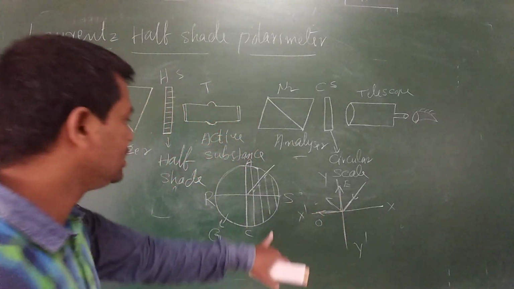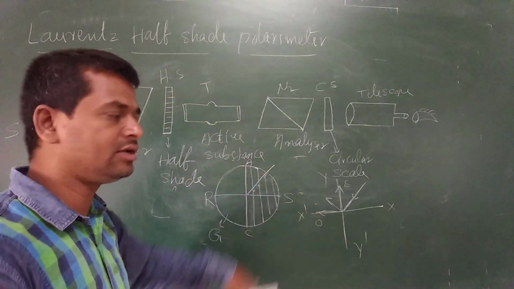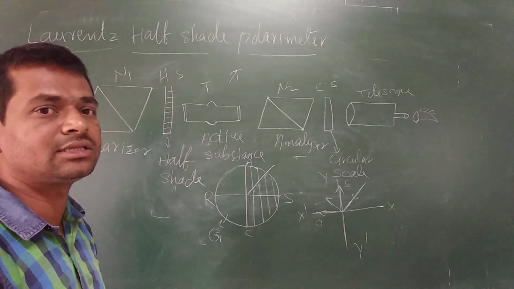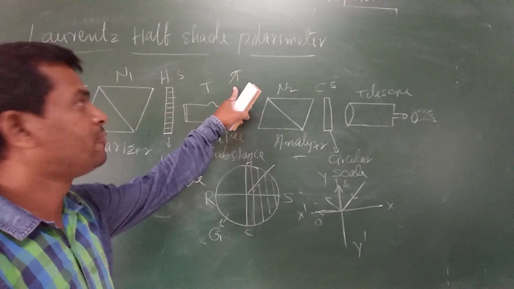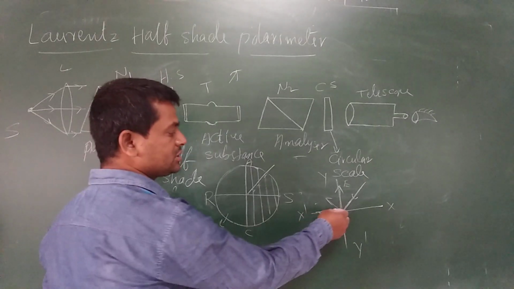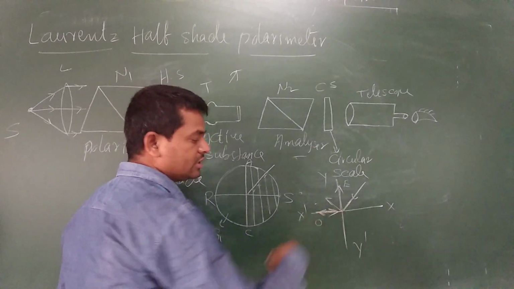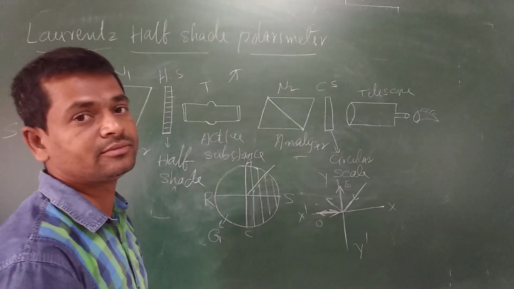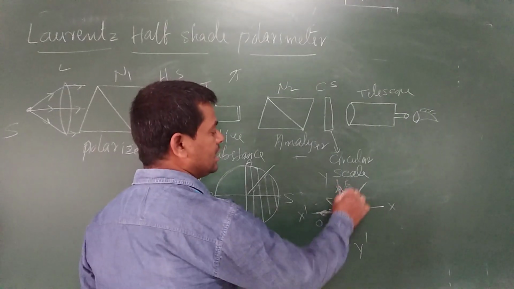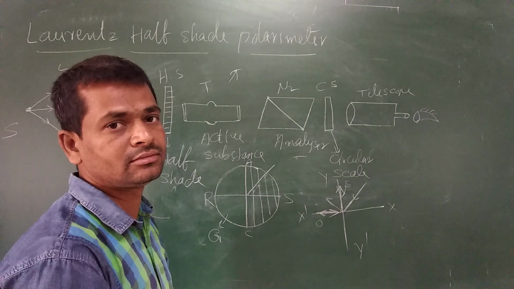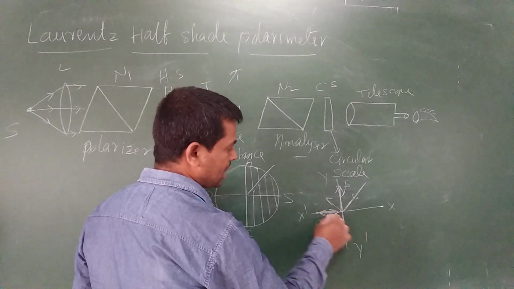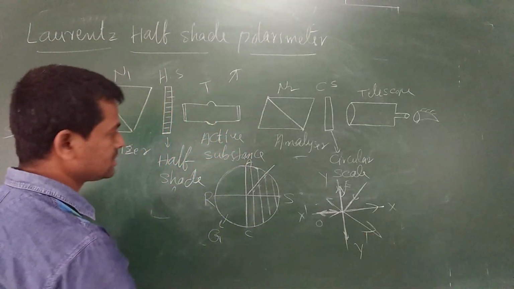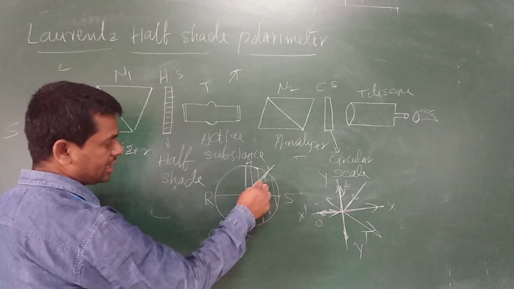Why? Because a half wave plate can introduce a phase difference of pi. Phase difference pi means a light which is moving in this direction can be reversed. That is the meaning of pi. And a light which is moving in this direction can also be reversed. Now it is reversed in this direction and reversed in this direction, and the resultant can be obtained in this direction. So that means we have come here and the light is moving in this direction.